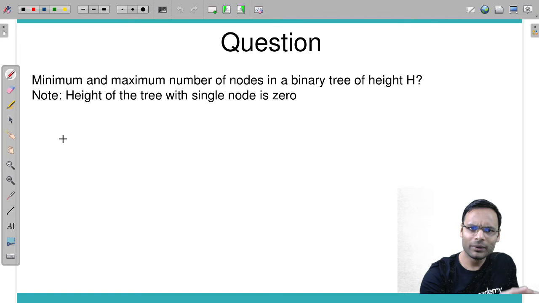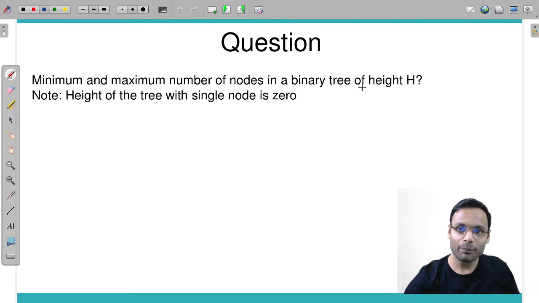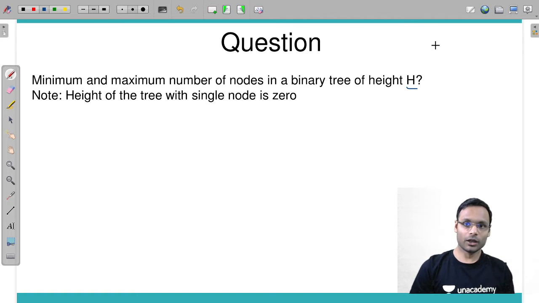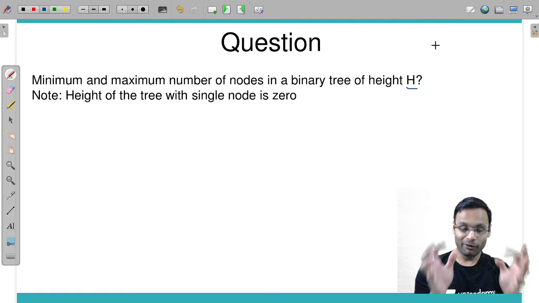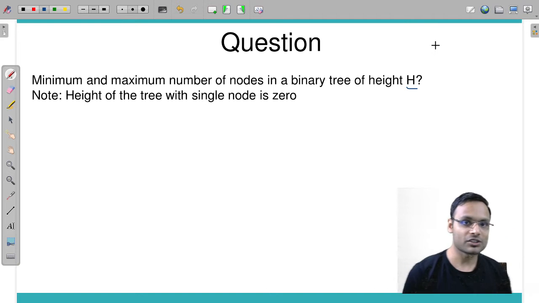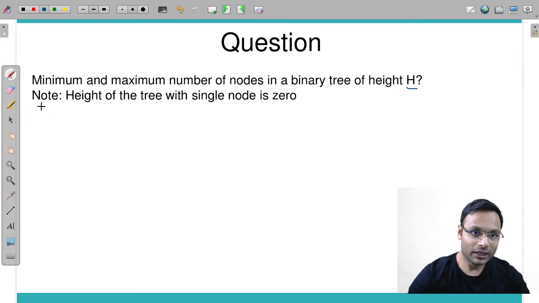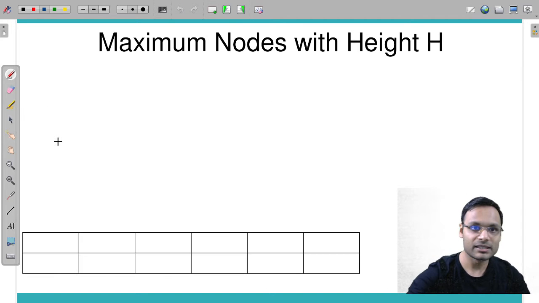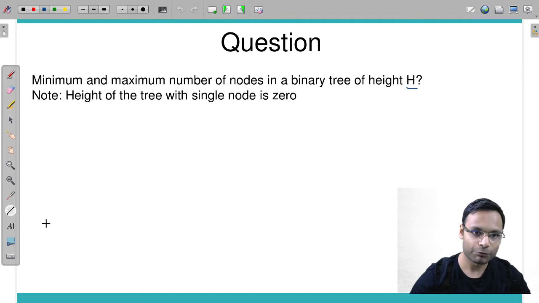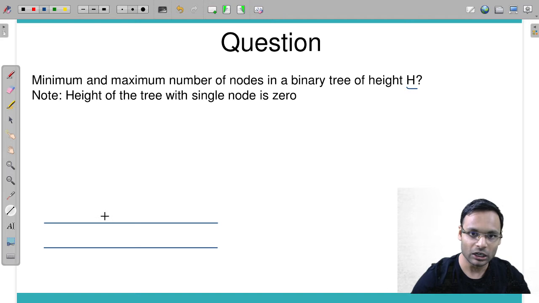Minimum and maximum number of nodes in a binary tree of height h. So you have a binary tree of height h, and you need to construct a binary tree which can have minimum nodes. Okay, so let's take a simple example. Such kind of table only we will draw, and different trees we will draw, so that for each height we can write the answer. Okay, so here I am writing the height h and minimum with height h.